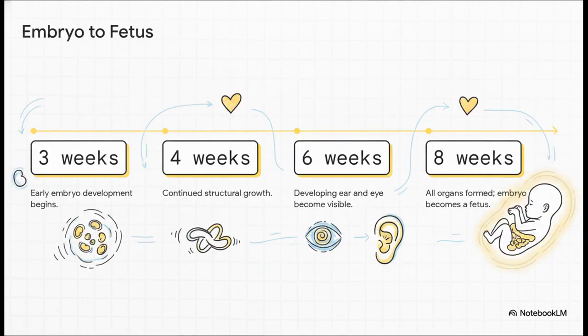Once it's implanted, the embryo's development is just staggeringly fast. Tissues and organs start forming almost immediately. Actually, one of the very first organs to develop and kick into gear is the heart, starting to pump blood around that tiny body. By about 6 weeks, things like the developing ear and eye are actually visible. And then, at the 8-week mark, we hit a massive milestone. All the major organs are formed, and the embryo officially graduates. We now officially call it a fetus.